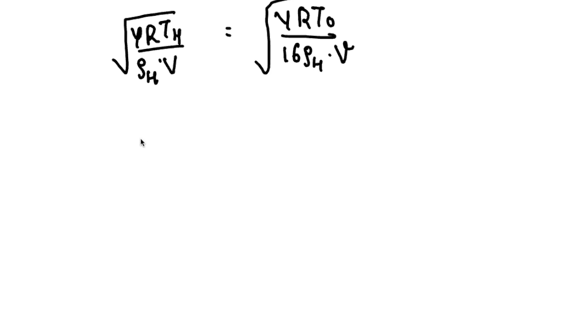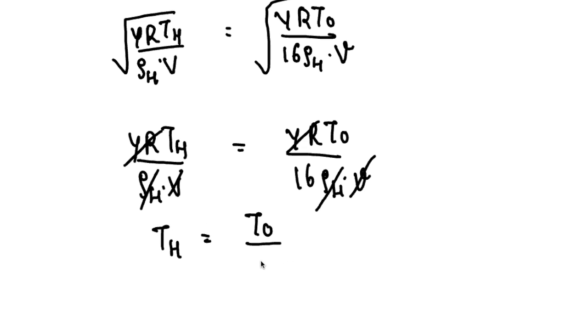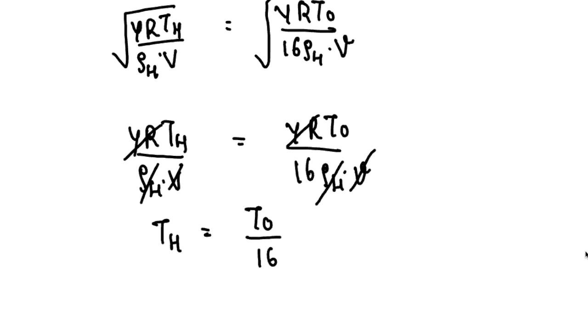Now squaring on both sides, I'll get gamma R TH upon rho H times V equals gamma R TO upon 16 rho H times V. Now cancelling out the common terms, I'll get TH equals TO upon 16.